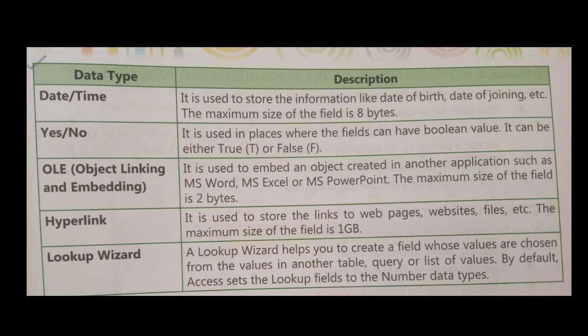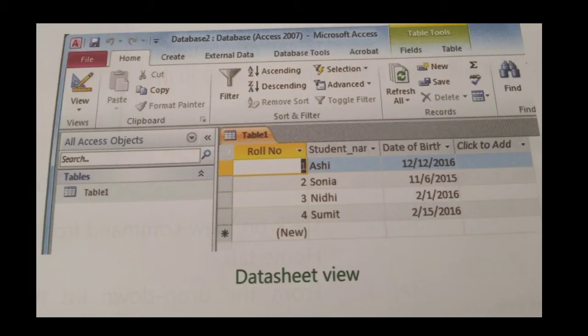Okay students, next one is types of views in MS Access. There are two types of views in MS Access. First one, datasheet view. It is the default view of the table. It shows all the fields and the records entered by the user. In this view, you can edit the contents of the table.